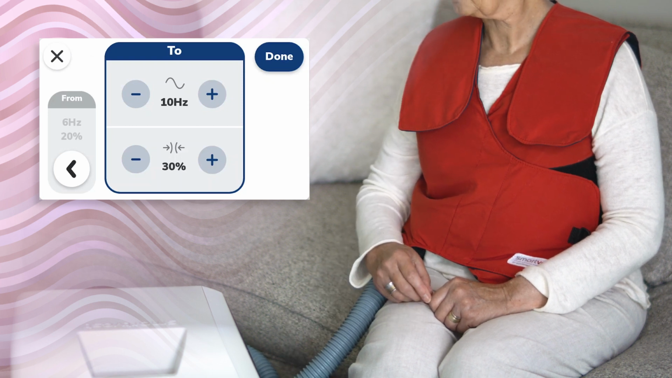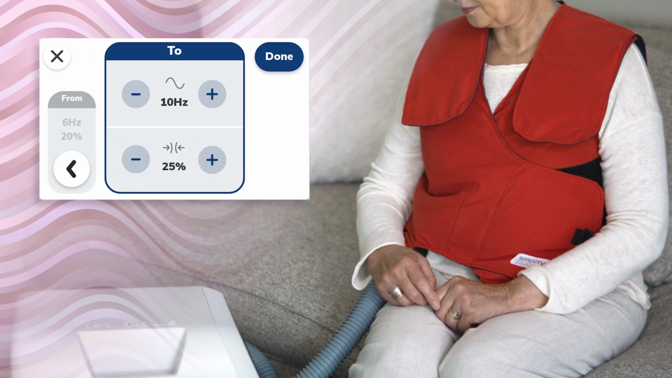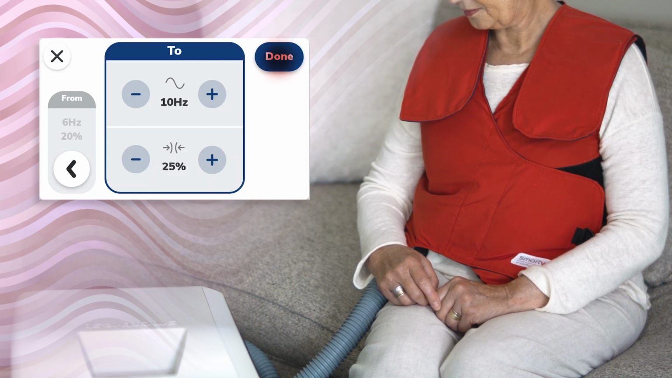Adjust the To pressure by tapping on the plus and minus buttons to the left or right of the pressure display. Pressure can be adjusted in increments of 5% from 10 to 100%. After adjusting the To settings, tap the Done button to advance.